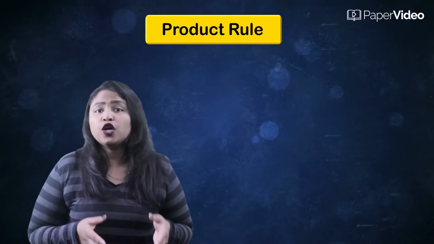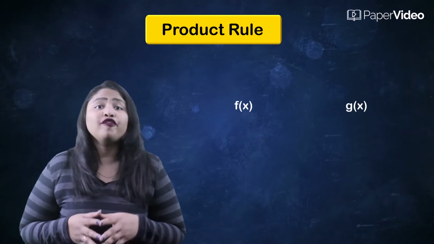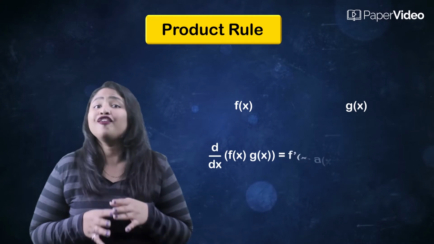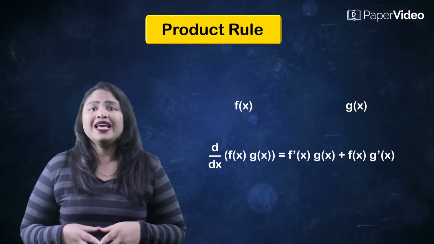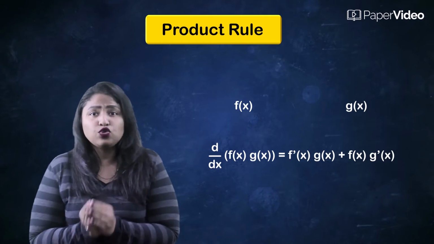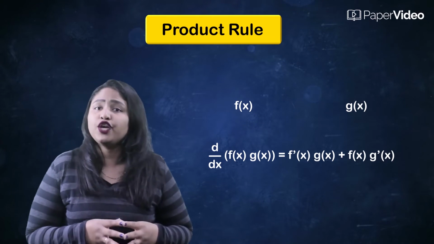Third, we have the product rule. According to this rule, if f of x and g of x are 2 functions, then the derivative of the product of f of x and g of x is given as the derivative of f of x into g of x plus f of x into the derivative of g of x.